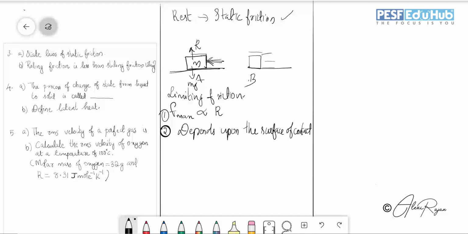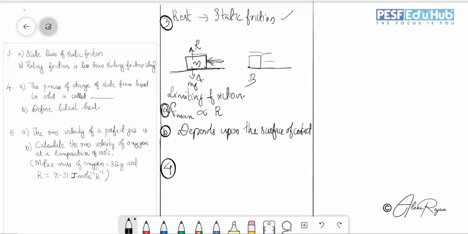So it depends upon the surface of contact. These are the two main laws regarding static friction. F max is directly proportional to the normal reaction, and the second one is that it depends upon the surface of contact. Okay, so this is about the third question.